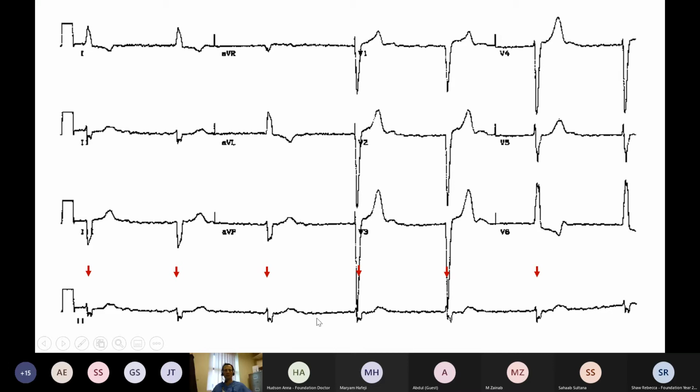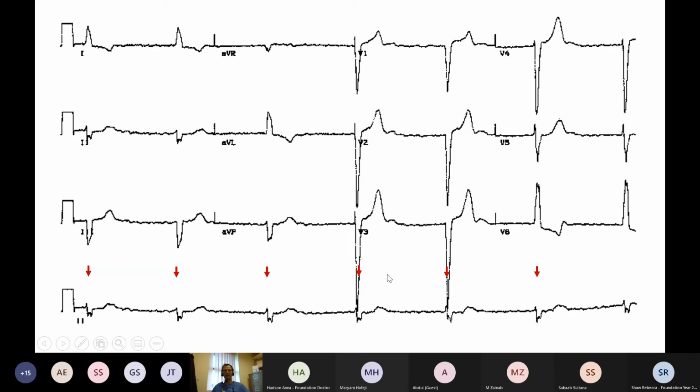So count the number of complexes, multiply by 6, because this is 10 seconds of recording. So 7 complexes times 6, 42. And as soon as your heart rate goes below about 45, you should be really looking for complete heart block. And complete heart block, you can even have it at rates below 50, but usually below 45. So this is complete heart block and atrial fibrillation because it's regular.